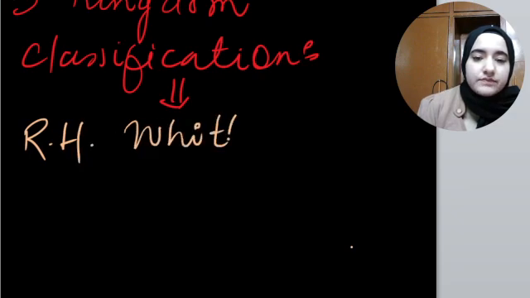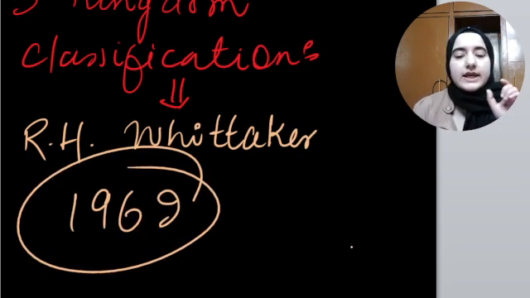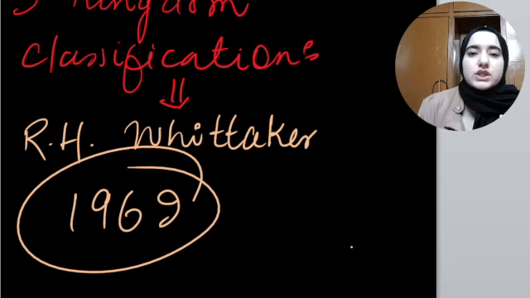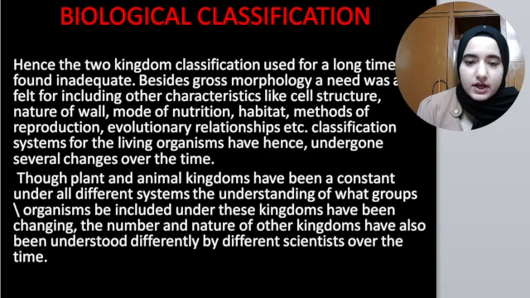It was given by whom? It was given by R.H. Whittaker. In which year? In 1969. Okay, five kingdom classification was given by R.H. Whittaker in 1969. I hope this concept is clear, right?